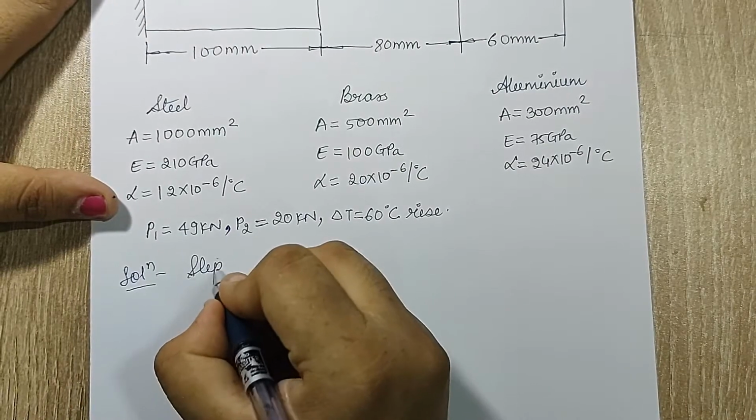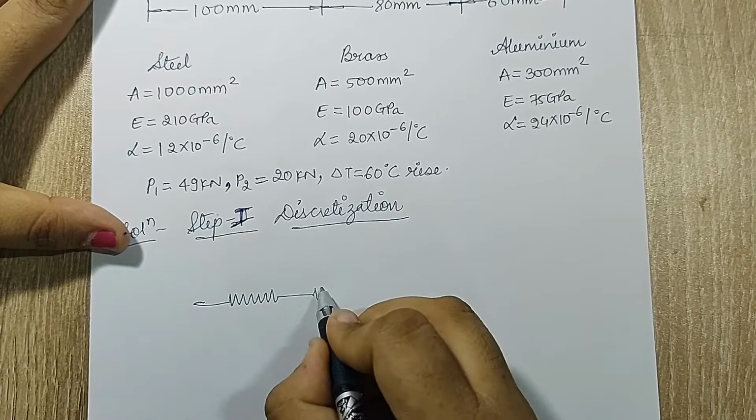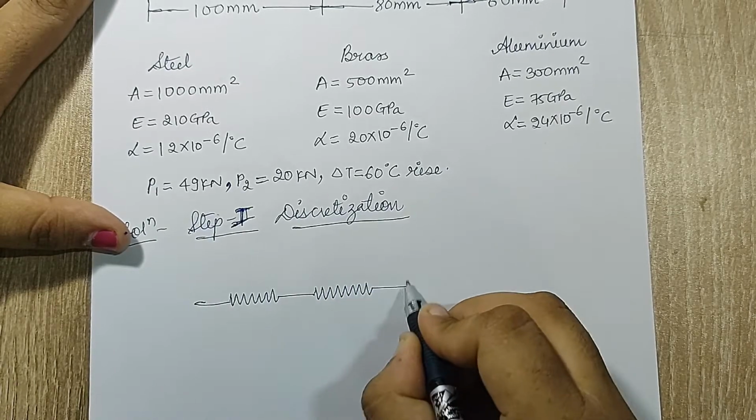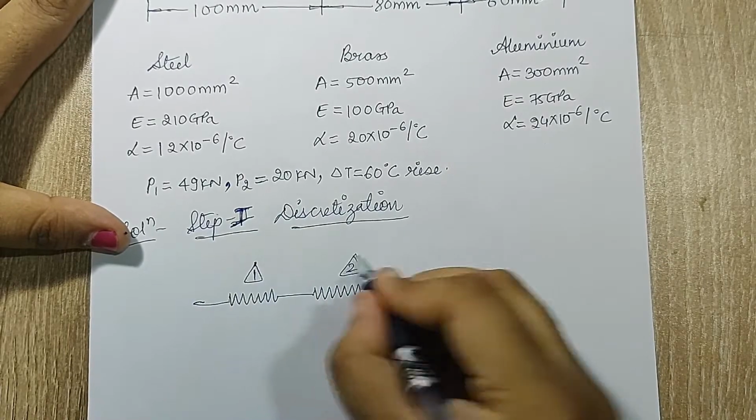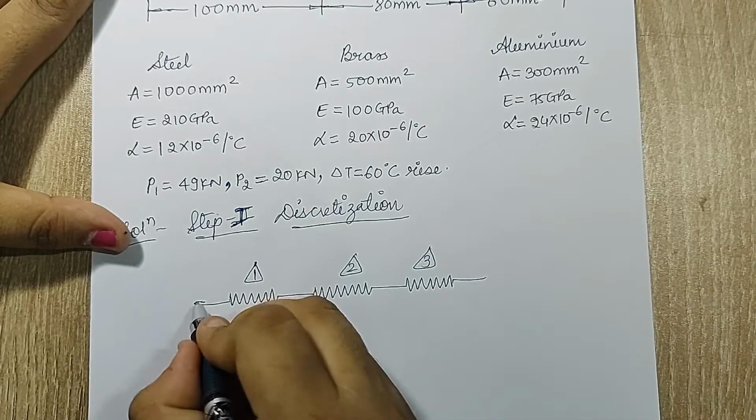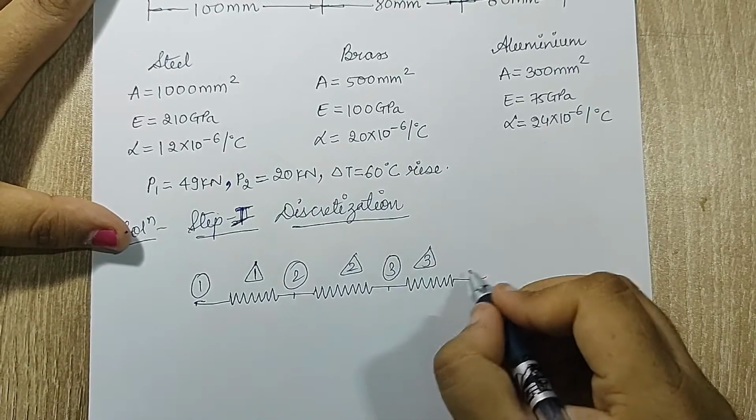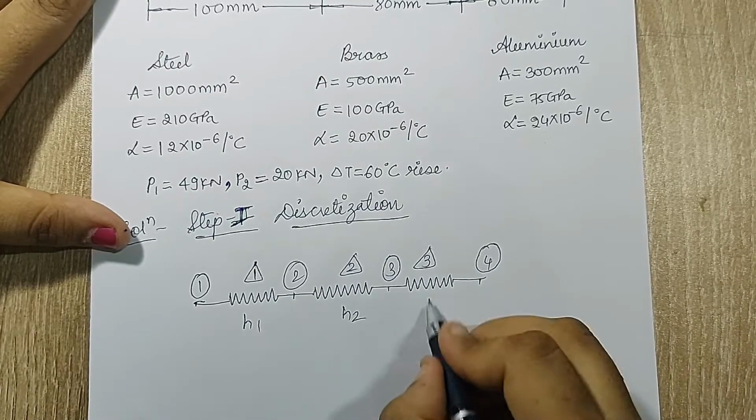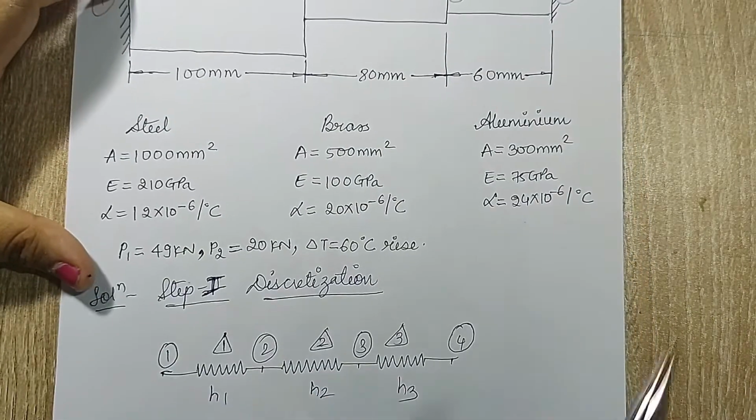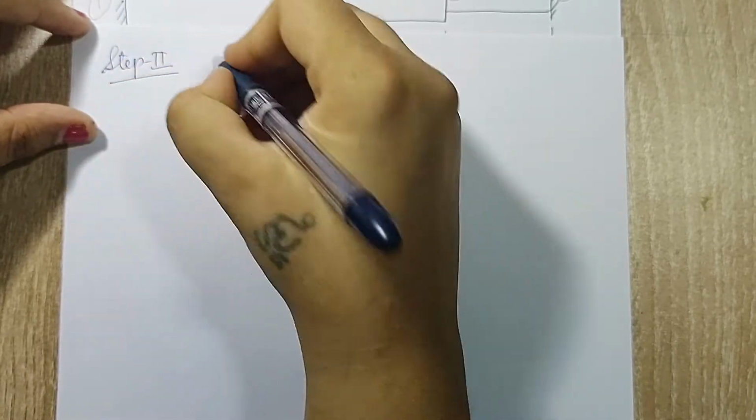My first step is discretization. I will be drawing element 1, 2 and 3. Element 1 is between node 1 and 2, 2 is between 2 and 3, 3 is between 3 and 4. This is H1, H2, H3 given to me in the question. Next we will go to step 2, development of EME.